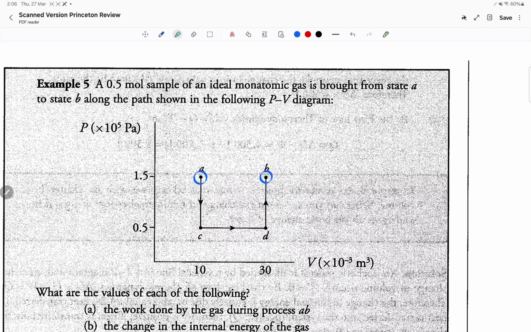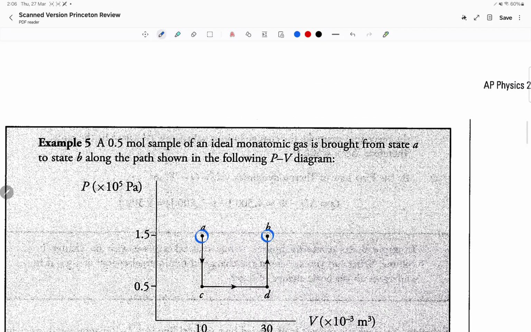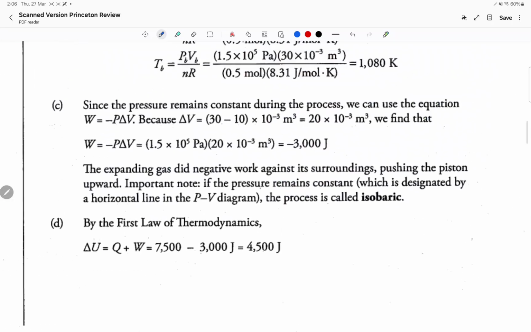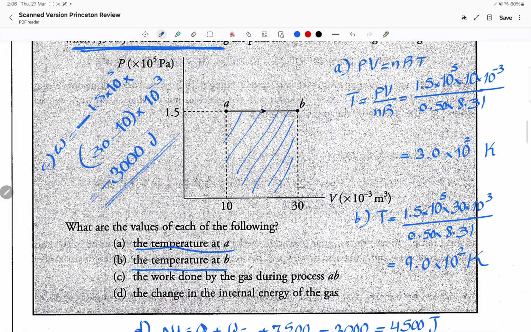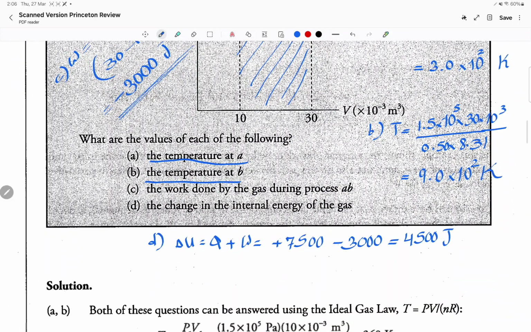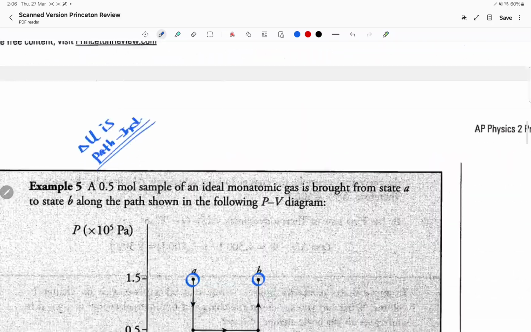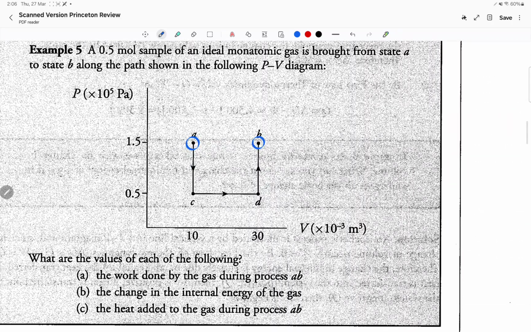And the rule says if you start and end at the same point, you're going to have the same delta U. So delta U is going to be not like work. It's going to be path independent. So delta U is path independent. Meaning, if delta U in this path, which was straight away from A to B, was 4,500, then delta U in the new path should also be the same. Which is how much? 4,500, right? Yeah.